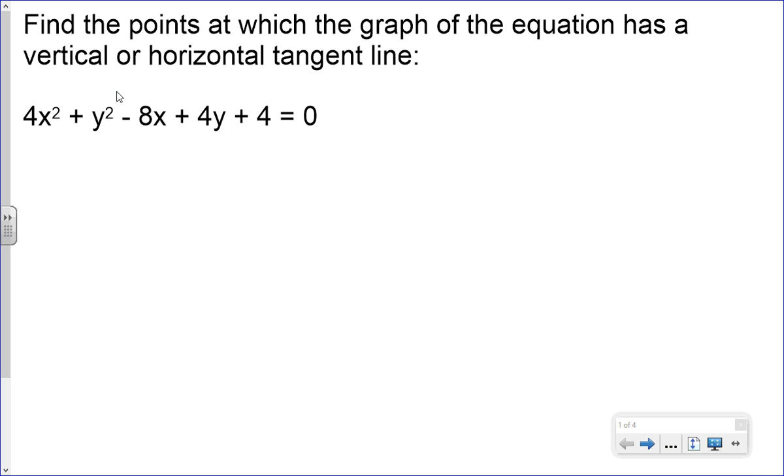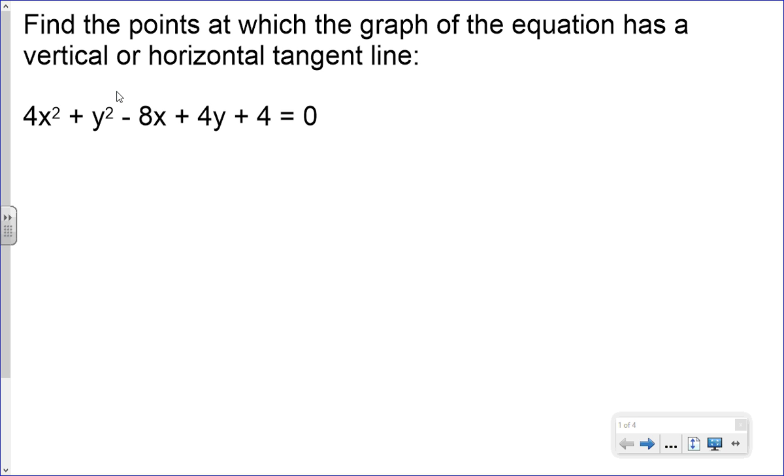So first thing I want you to do is copy down this equation. 4x squared plus y squared minus 8x plus 4y plus 4 equals 0. If there's ever a moment where you need the sub to pause the video because things are going too fast or you have a question, please speak up. So what we're going to do with this equation is determine the points at which the graph has a vertical or horizontal tangent line. Okay, so if we're talking about tangent lines, the first thing we need is a derivative.